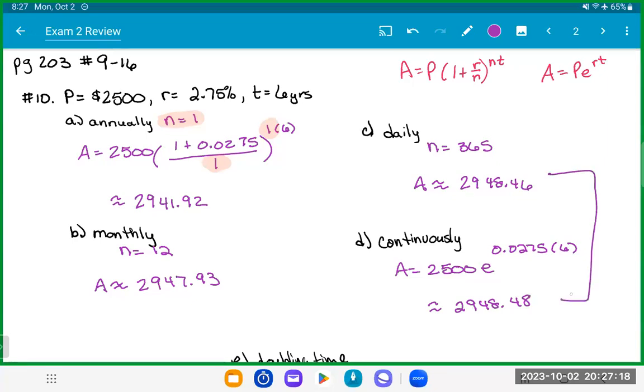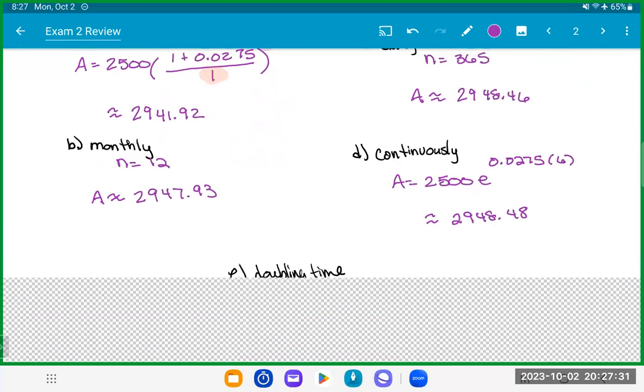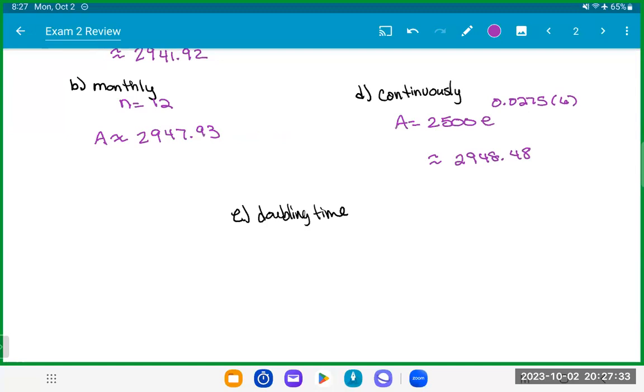And just like when we went over the section in class, you can see here that compounding daily and compounding continuous are very close to each other. Okay. And then the last part of this is the doubling time, right?